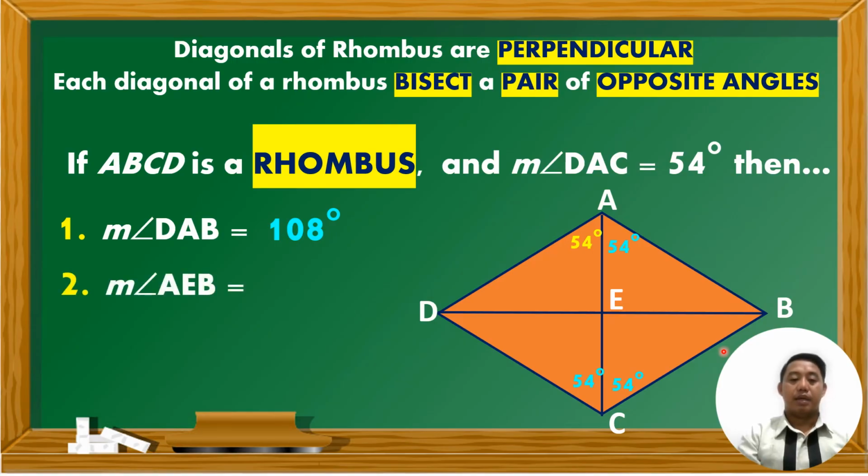Yan. Ito naman hanapin natin, AEB. Kapag sinabi ito, ibig sabihin naman yan, diagonals of rhombus are perpendicular. Ito yun, AEB. So, ibig sabihin ng perpendicular, it forms a 90-degree angle. So, therefore, ito, yung angle na yan, yung AEB, 90 degrees yan.